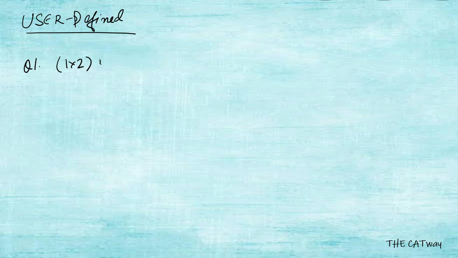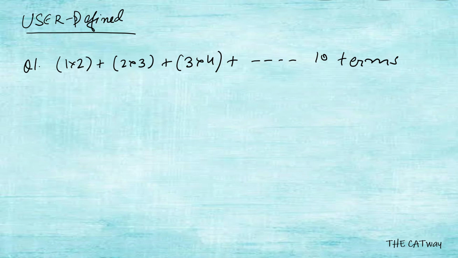So we have to find about the user-defined series. We'll understand it with the help of an example. Let's take question 1. Question 1 is 1 into 2 plus 2 into 3 plus 3 into 4 plus, and so on, up till 10 terms. We have to find the value up till 10 terms.